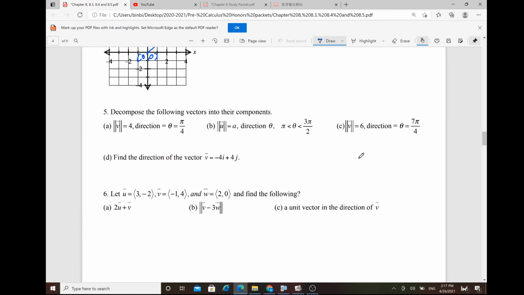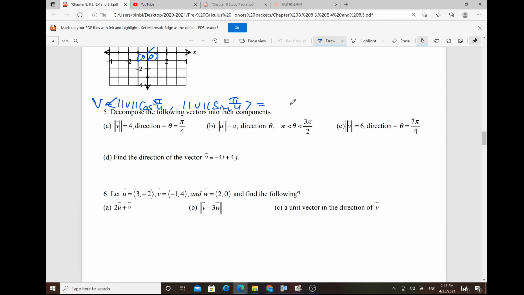Okay, so now let's see what else. Decompose the following vectors into their component form. So this one is going backward, the direction is given, theta is pi over 4, and vector v has magnitude 4. The way to decompose it, there's a formula for that. So for vector v, you just put in the norm of vector v times cosine of pi over 4. And then the other component is the norm of vector v times sine of pi over 4.